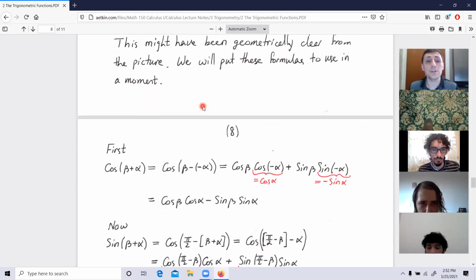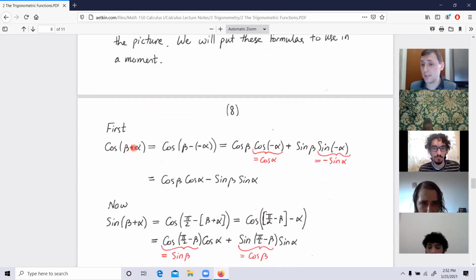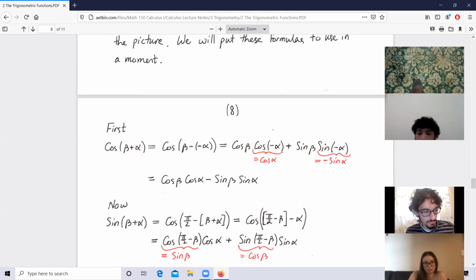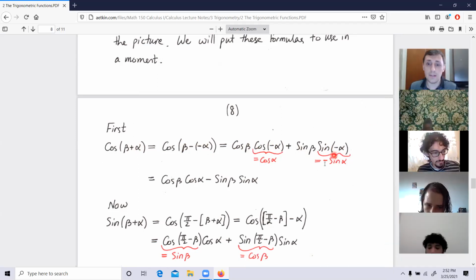So now I want to understand, first of all, what is cosine of beta plus alpha. So cosine of beta plus alpha is cosine of beta minus minus alpha. You see, I want a negative in here, which is cosine of beta, cosine of minus alpha, plus sine beta, sine of minus alpha. Now, cosine of minus alpha is cosine alpha because cosine is even. And sine of minus alpha is minus sine alpha because sine is odd. And I get this formula: cosine of beta plus alpha is cosine beta cosine alpha minus sine beta sine alpha.